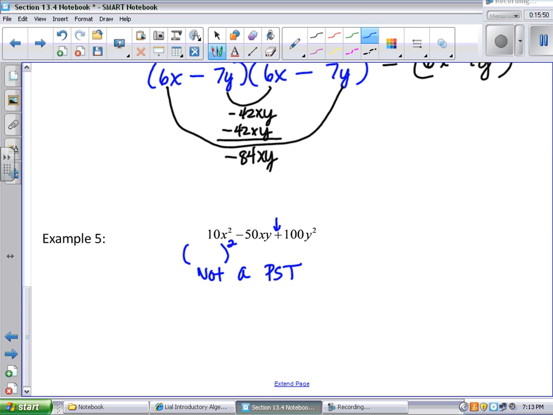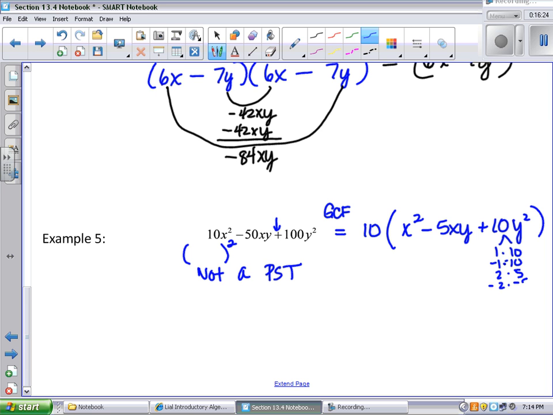Can I try to factor it? Yes. The first thing I'm going to do is take out a greatest common factor of 10. That leaves me with x squared minus 5xy plus 10y squared. I can at least factor out that greatest common factor. Now, if I want to see if this will factor, I look at all the possible ways to factor a positive 10: 1 times 10, negative 1 times negative 10, 2 times 5, or negative 2 times negative 5.